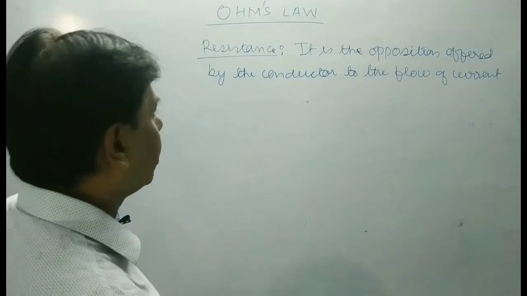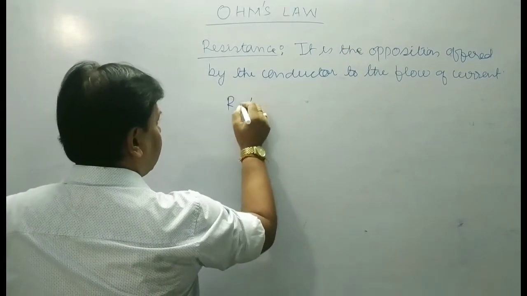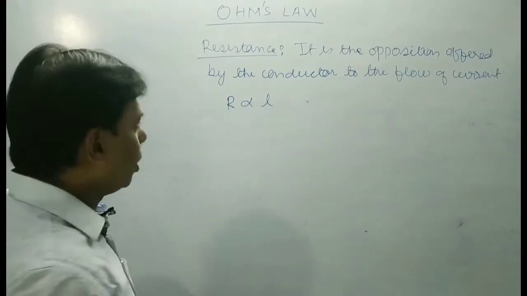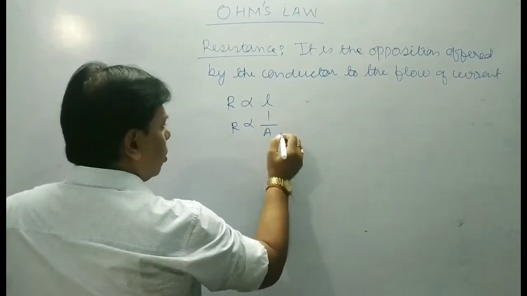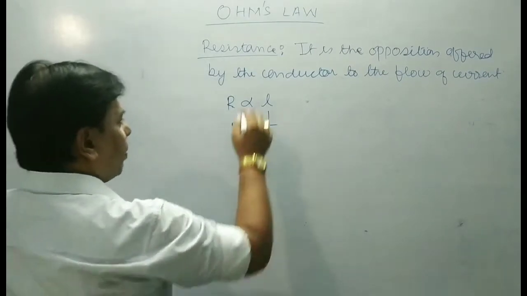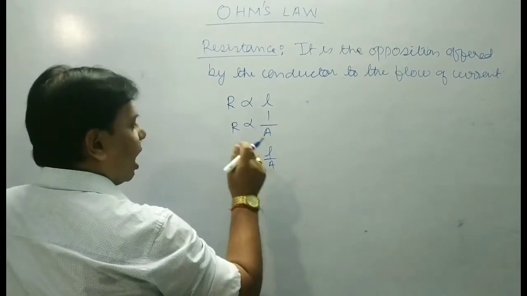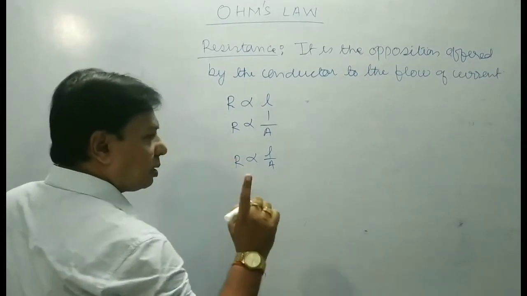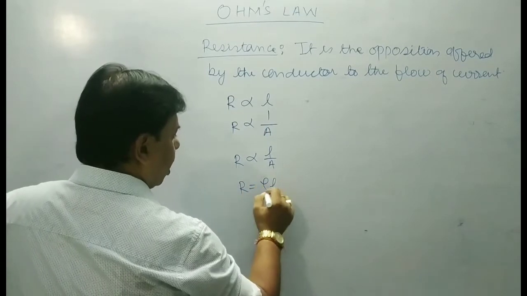One thing. This resistance is directly proportional to the length of the conductor. This resistance is inversely proportional to the cross-sectional area of the conductor. So, combining these two, R is proportional to L by A. And since the proportionality is there, there must be some proportionality constant, that is R is equal to rho L by A.